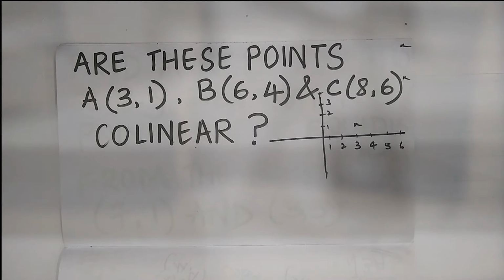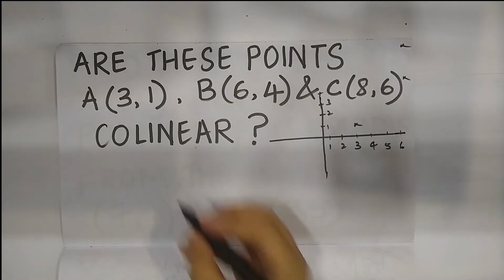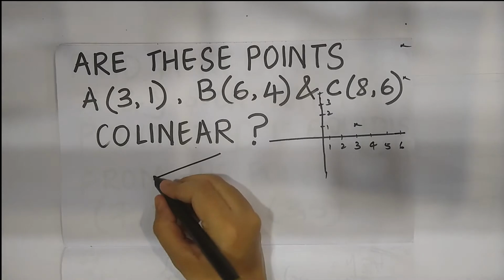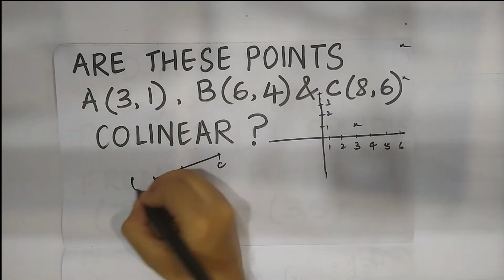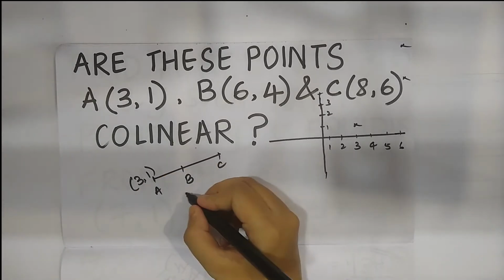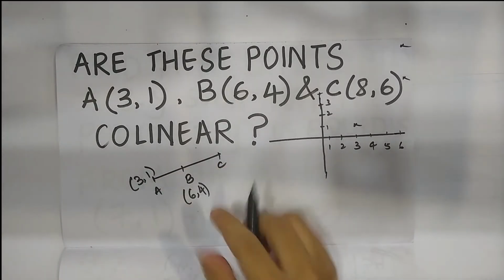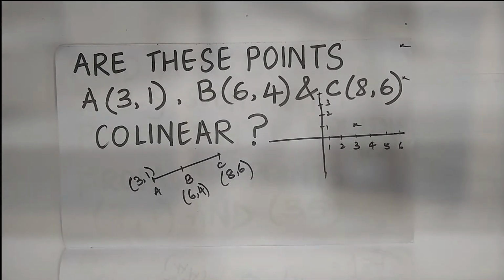When you try to place it on the graph, you will already get to know if they are collinear or not, because you can just draw a straight line through it and see if all the points are passing through it. But in the case of only coordinates being given, they usually ask these kinds of questions for maybe 4 or 5 marks. So you will have to prove it using the distance formula. So this is my line, with point A, point B and point C. I know the coordinates of A, which is 3, 1. I know the coordinates of B, which is 6, 4. And I know the coordinates of C, which is 8, 6.